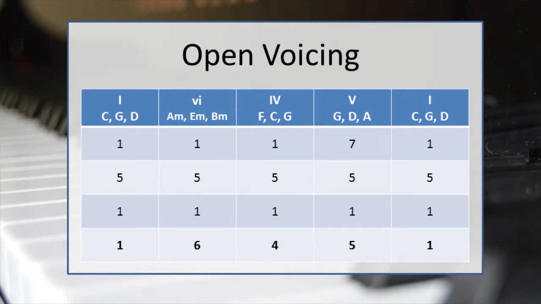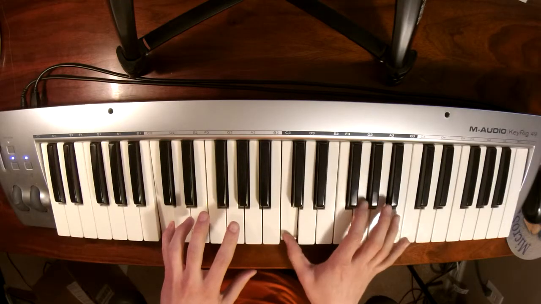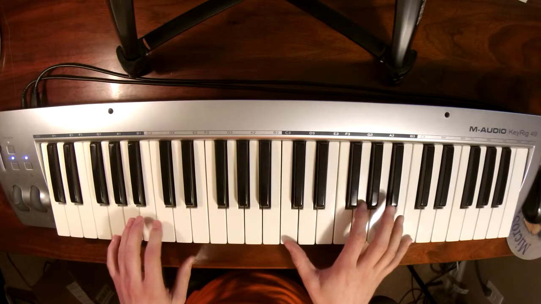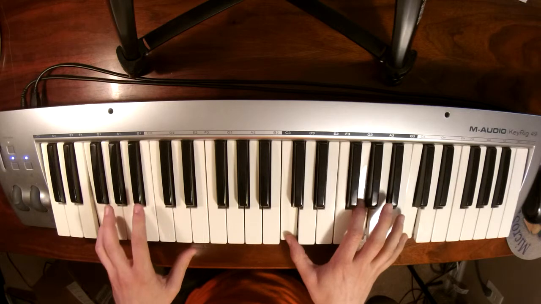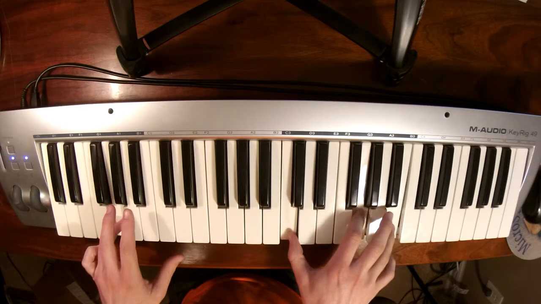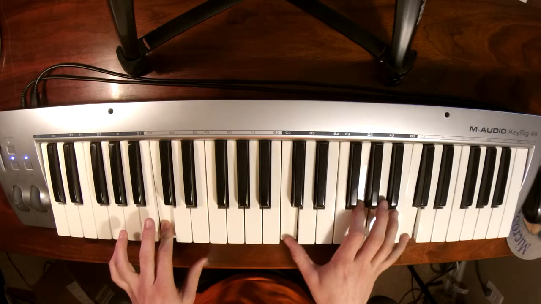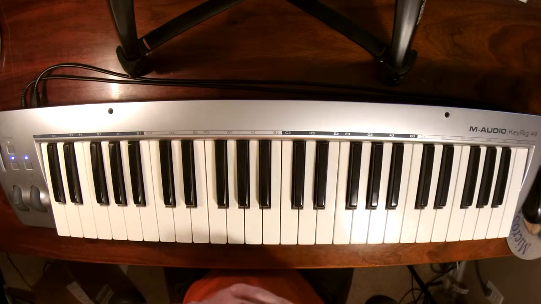So, back to watching my hands. This is 1, 5, 1. Here we go. Then A minor. Then F. And then on the 5 chord, that's where it changes. Back to the 1. Okay? And now I'm going to do that in the key of G.